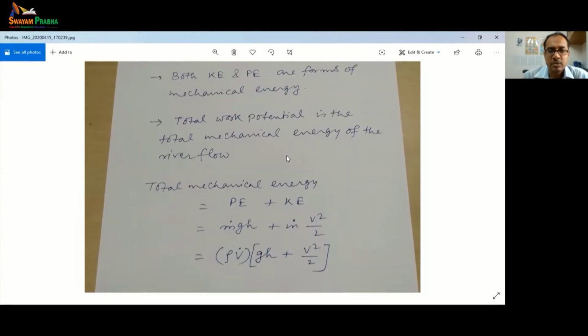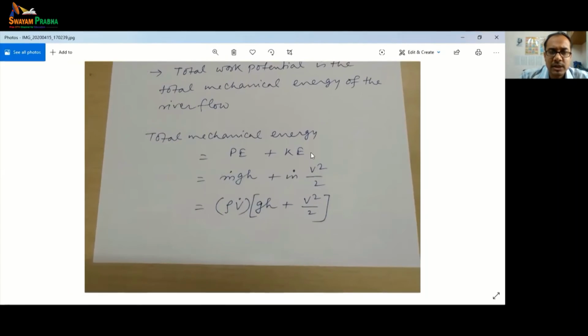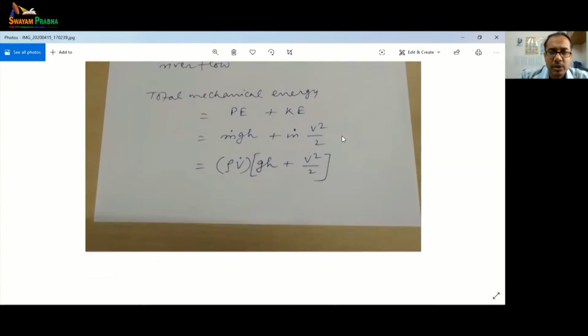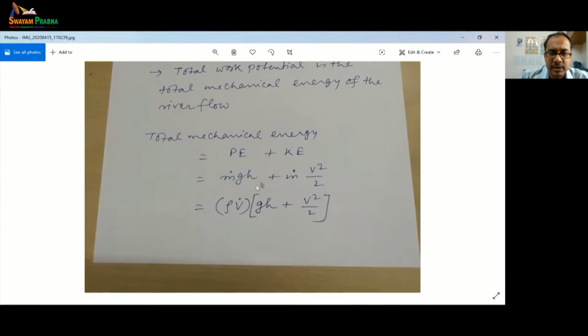So here, what is the total mechanical energy? That will be potential energy plus kinetic energy. Potential energy comes from the height difference, so that will be m dot into g into h. h is the height difference, g is the acceleration due to gravity, and m dot is the mass flow rate. And the kinetic energy will be m dot into velocity squared by 2, half m v square.